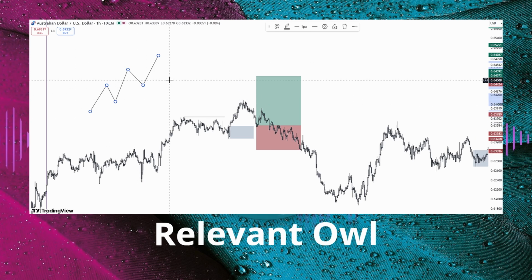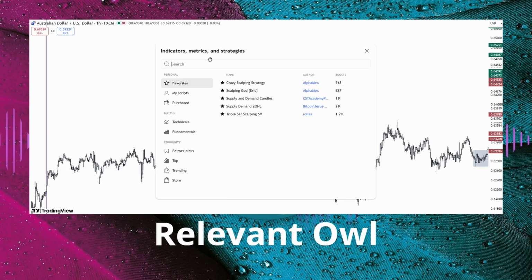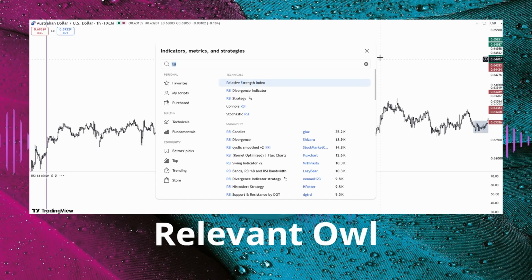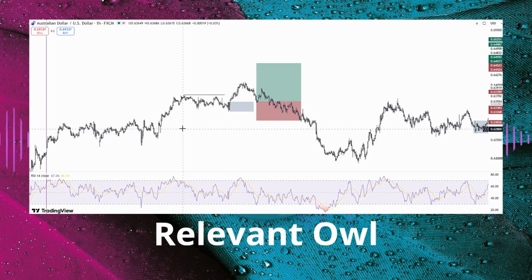Trending market, supply and demand areas, but we're also adding a little bit of a confirmation tool, which in our example is going to be the RSI, or the relative strength index. It's very simple. Once price comes above 70, it's a sell confirmation, and once price comes to 30 and below, it's a buying confirmation.